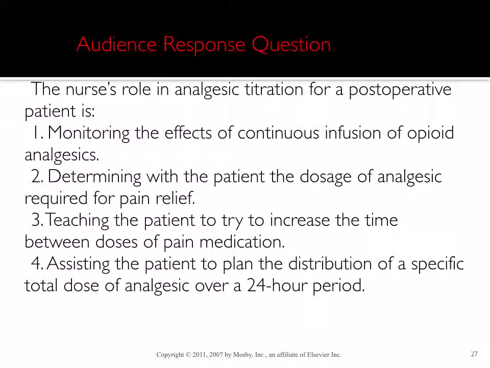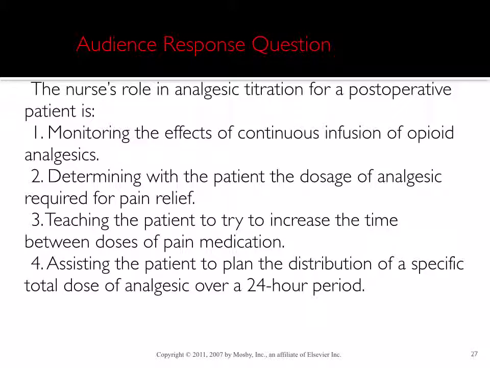The answer is 2, because titration is dose adjustment based on assessment of the adequacy of analgesic effect versus the side effects produced. Now, titration is not limited to continuous infusion of opioid analgesics. Analgesic scheduling should focus on the prevention or control of pain rather than the provision of analgesics only after the patient's pain becomes severe.